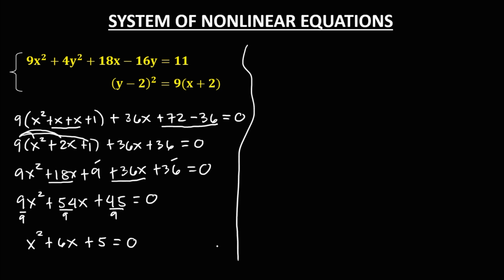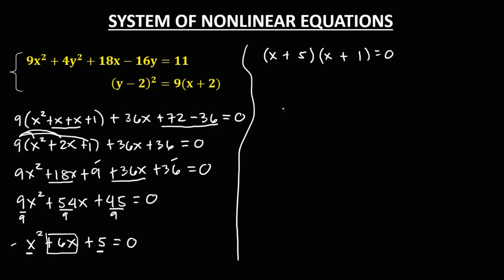So to solve now for the values of x, since this one is a quadratic equation, we use factoring. So x squared plus 6x plus 5 equals 0. For 5, the factors that add up to positive 6 are 5 and 1, and these are all positive.